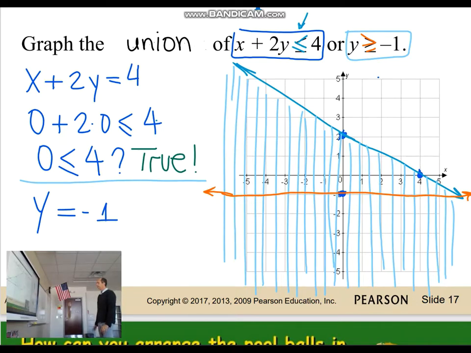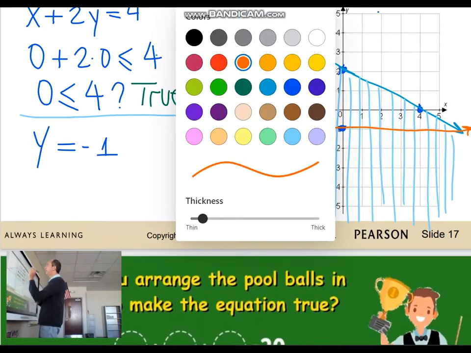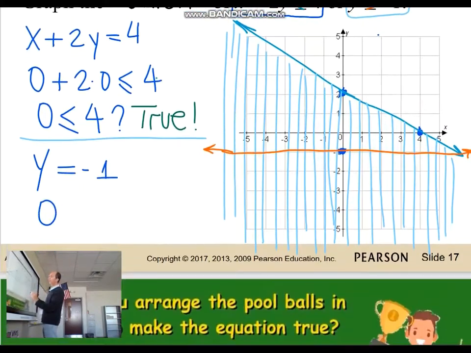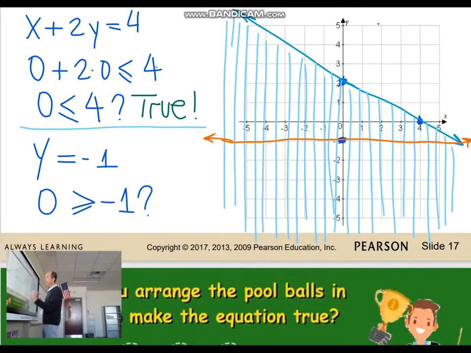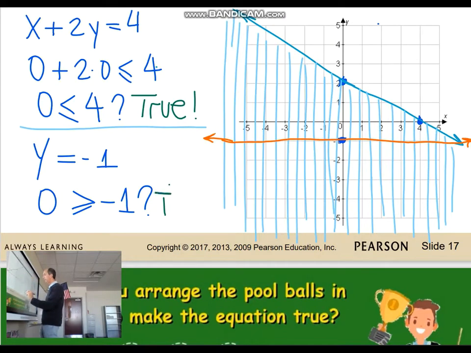The union, we are working here, and first let's try the testing point. We can still use x equals 0 and y equals 0. So 0 is greater than or equal to -1. This is the question. Is this true? Is this false? What do you think? Yes, of course. 0 is greater than -1. 0 is greater than any negative number. True.